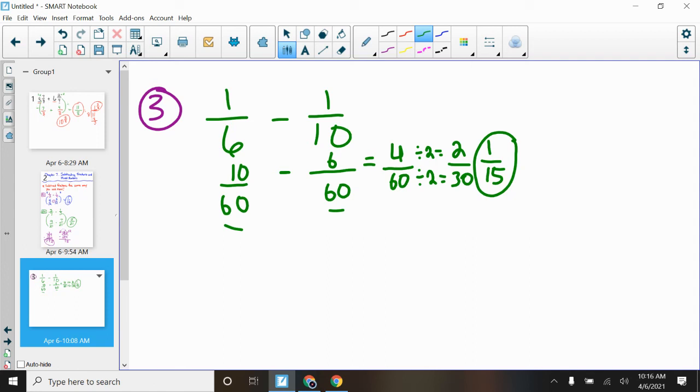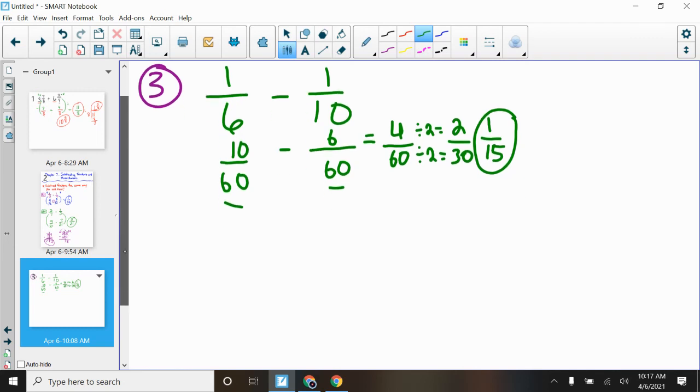No. Because 2's even and so is 30. So now you had to divide each by 2, and you ended up with 1/15. Okay? How many people got that one? Put your hand in the air if you got it, so my eyeballs can see. Don't be a fibber. If you didn't get it, don't raise it up, okay?